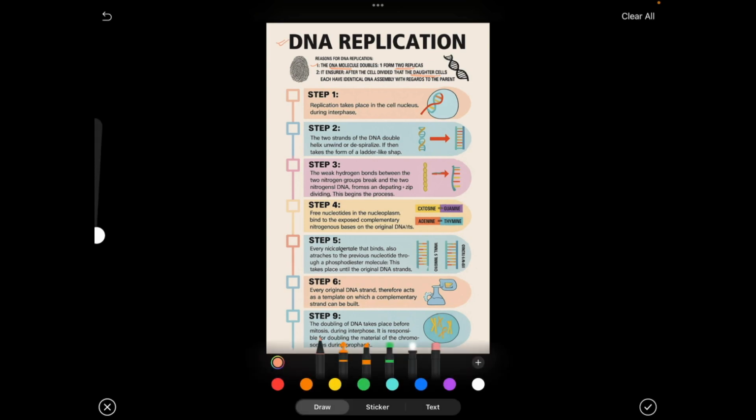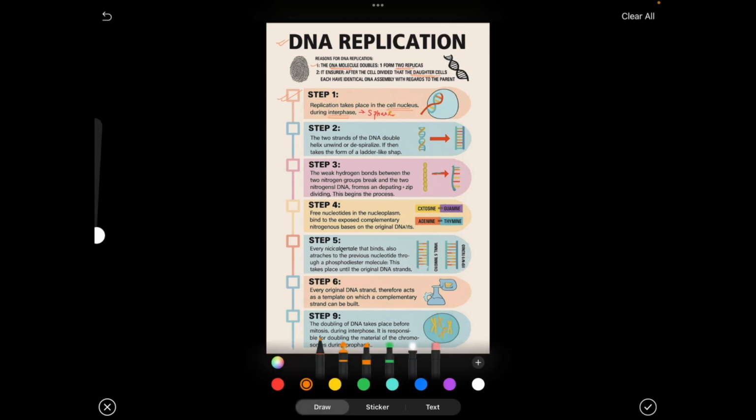Next, we have to understand how DNA replication proceeds, right? For step 1, replication takes place inside the cell nucleus, during the interphase. You know the stage also, right? In S phase. Yeah, in S phase, the replication occurs.